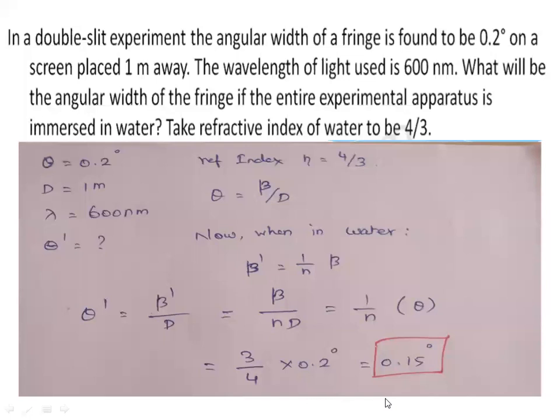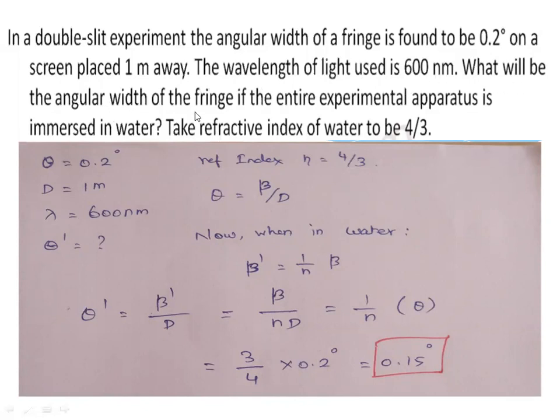Next one. In Young's double slit experiment, the angular width of the fringe is found to be 0.2 degree. Angular fringe width means the theta value, which we have seen previously. This theta value is given as 0.2 degree on a screen placed at 1 meter away. That means the D value is given, the distance between the light source and the screen, capital D, 1 meter. The wavelength of light used is 600 nanometer. Wavelength is lambda, 600 nanometer.